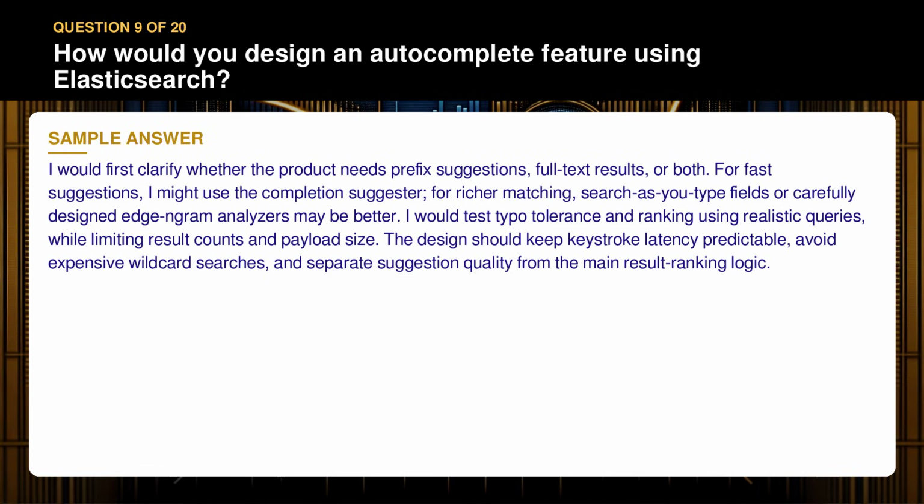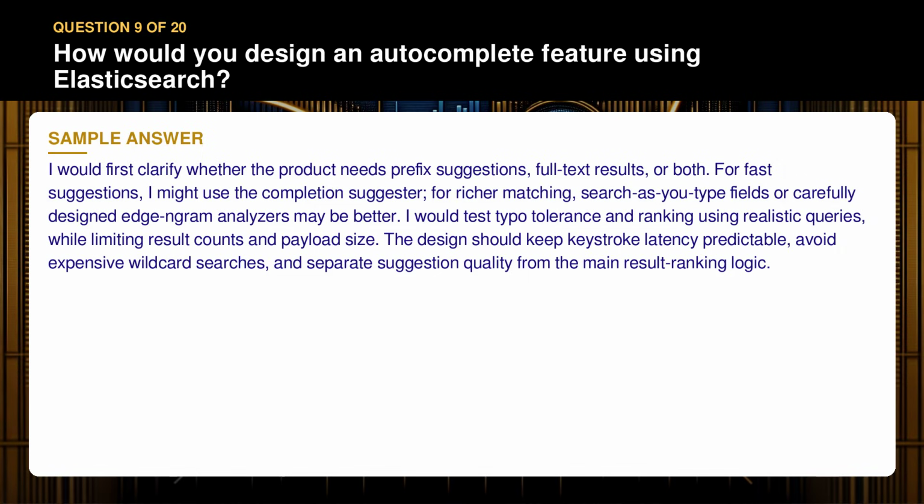I would first clarify whether the product needs prefix suggestions, full text results, or both. For fast suggestions, I might use the completion suggester. For richer matching, search as you type fields or carefully designed edge ngram analyzers may be better. I would test typo tolerance and ranking using realistic queries, while limiting result counts and payload size.